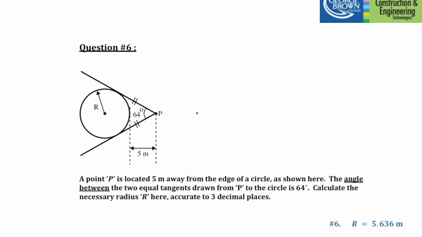We know that the distance between the closest point on the arc of the circle and P is 5 meters. We also know that the angle contained here by these two line segments is 64 degrees. So the question is to solve for that radius.